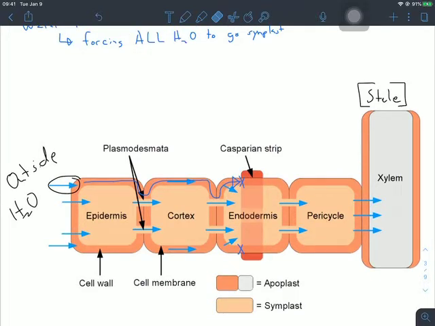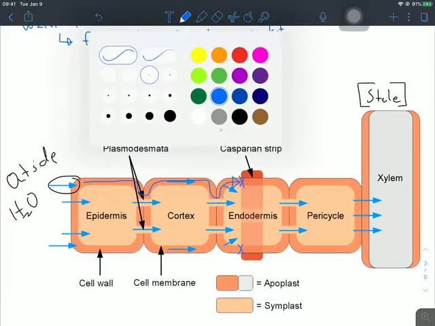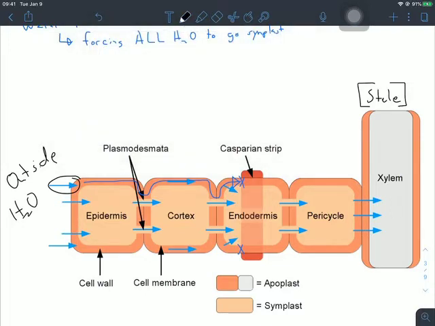So, what is it about the Casparian strip that forces water from its apoplastic movement to symplastic movement? I mean, didn't we talk all about the fact that cell walls are built out of cellulose, hemicellulose, and pectin, which all do a great job of conducting water because they can bind to water and reinforce that movement via adhesion?